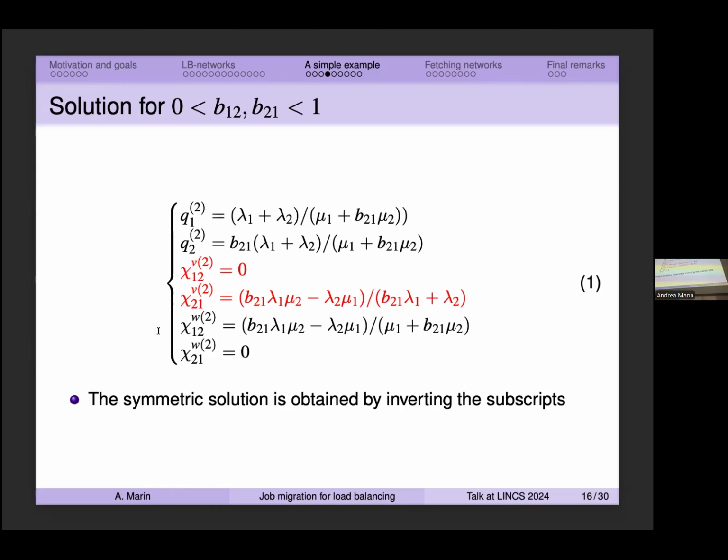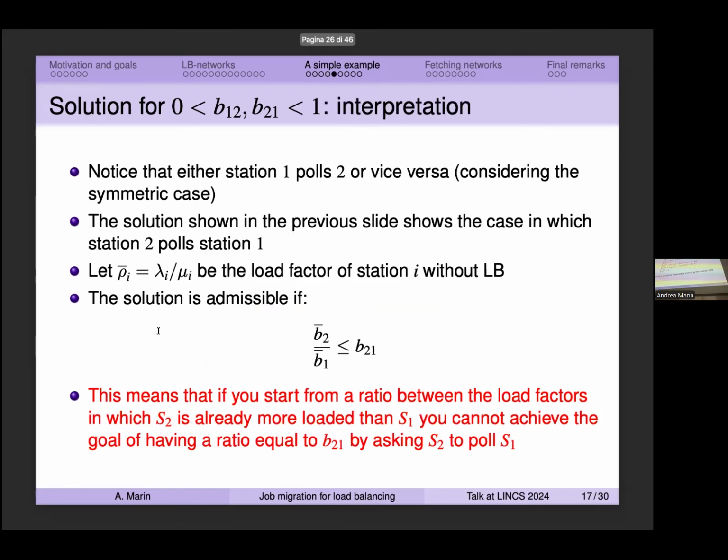Okay? And that's reasonable because you don't want a heavily loaded station to poll someone that is less loaded. But if you allow them to reciprocally poll each other, then it turns out that one polling rate is 0, which is the one from the heavily loaded to the lightly loaded, while for the other one you will get a real number that is actually the polling rate that you want to have.